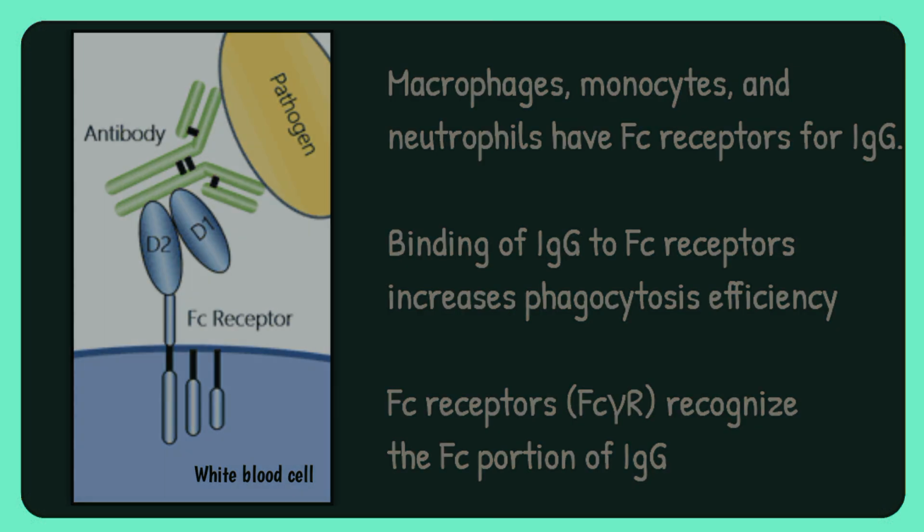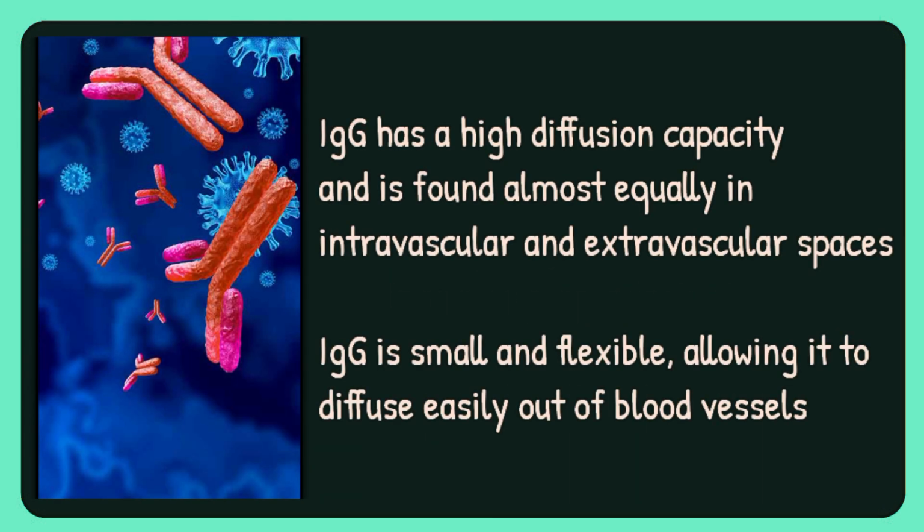IgG has a high diffusion capacity, so you can find it almost equally inside blood vessels and in surrounding tissues. Because it's small and flexible, it can easily move out of the bloodstream to reach sites of infection.